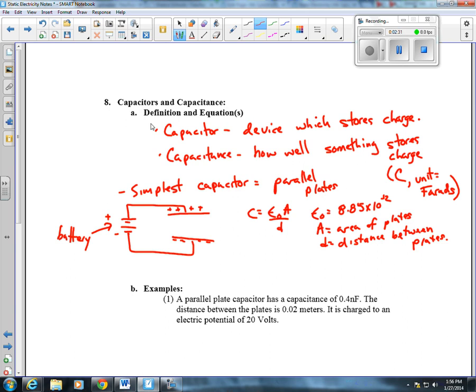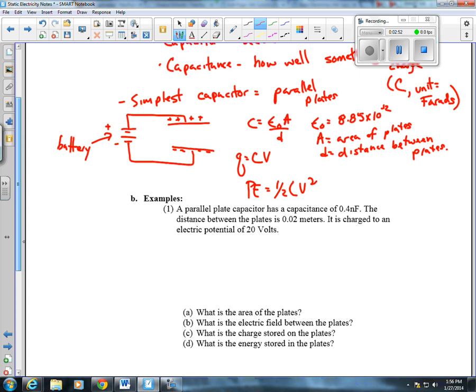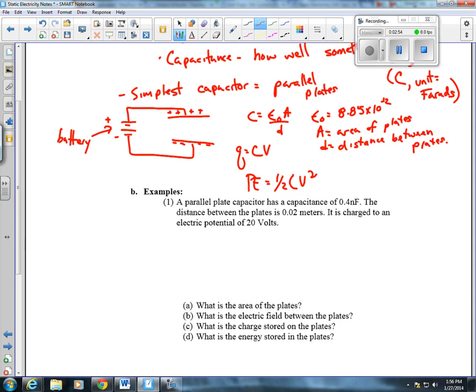The next thing, the charge stored on a capacitor is going to equal the capacitance times the voltage. The bigger the capacitance, you're going to have more charge stored on there. And the bigger the voltage you hook it up to, the more charge you're going to have on there. And then the energy stored is 1/2 CV squared. So a lot of times you're just going to be plugging into these equations to solve.